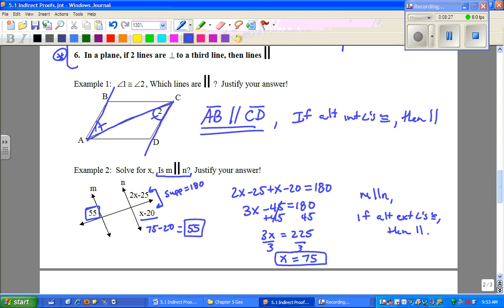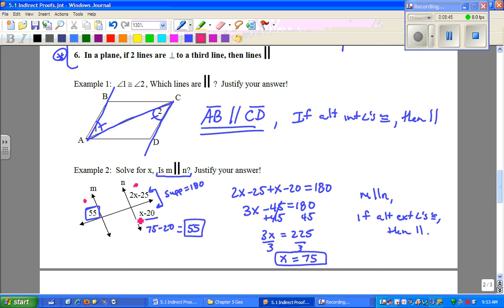Did we have to use alternate exterior? No. You could have said that this angle here and this angle here are consecutive exterior, but then they wouldn't have been congruent. What would they have been? They would have been supplementary, and then you would have been able to solve for that.